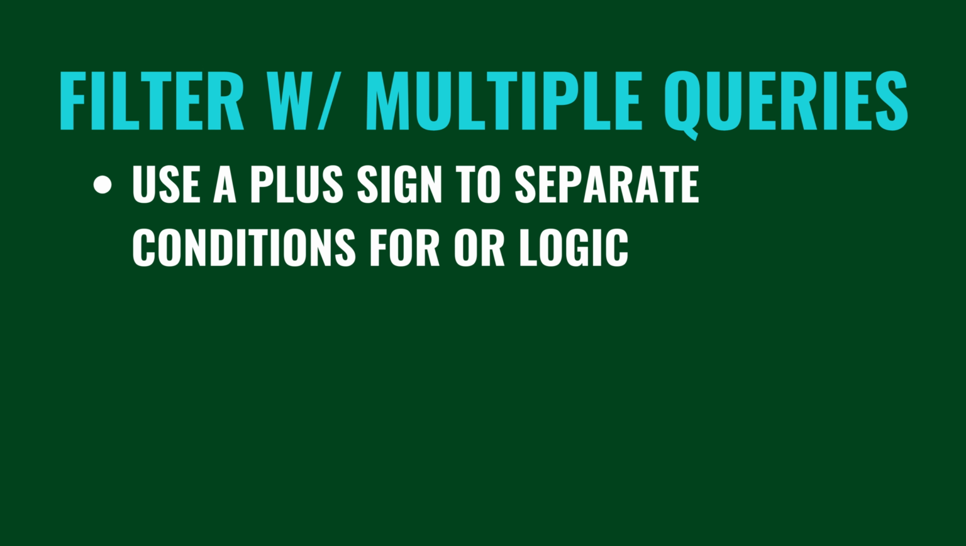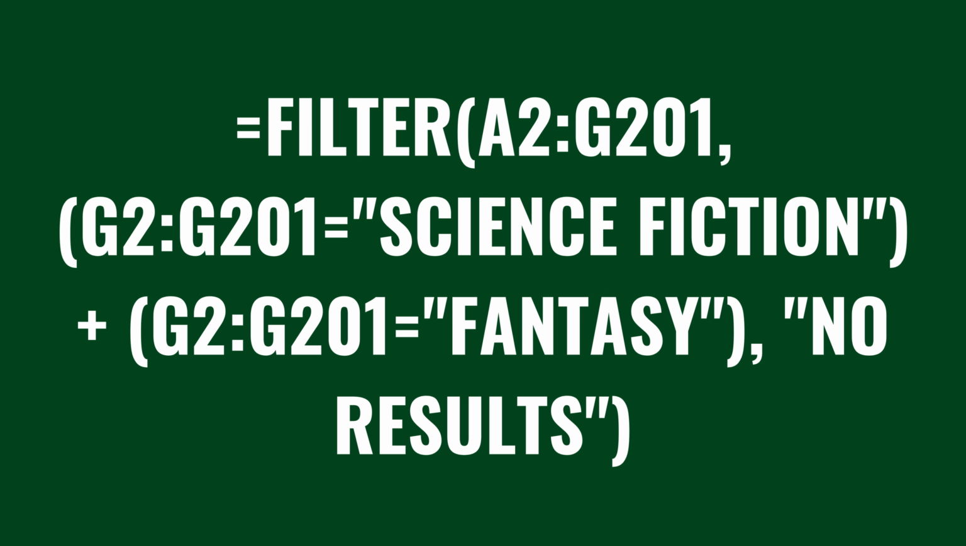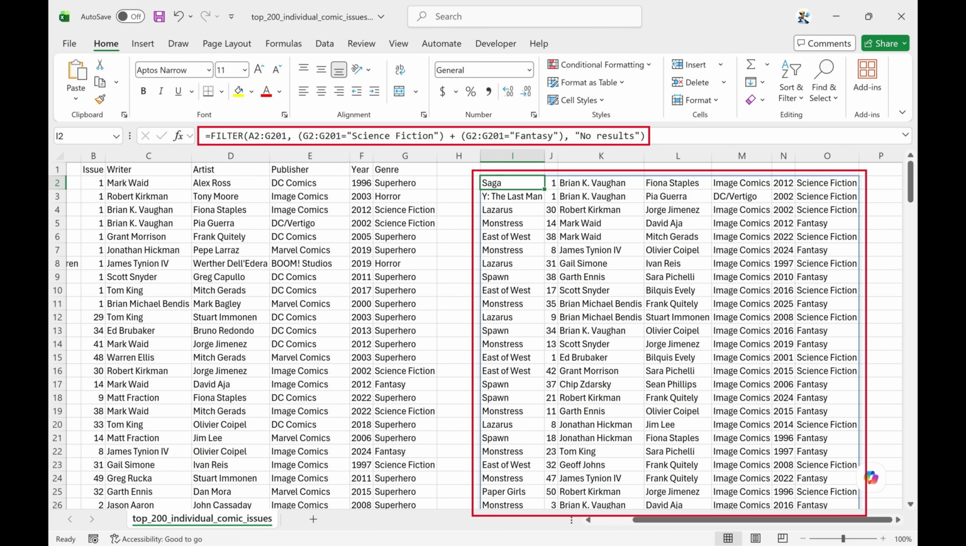Alternatively, if you wanted a list of books that were categorized as either sci-fi or fantasy, you would separate those two parenthetical conditions with a plus sign, which acts as an OR operator. That formula would look like this. And the results would look like this.